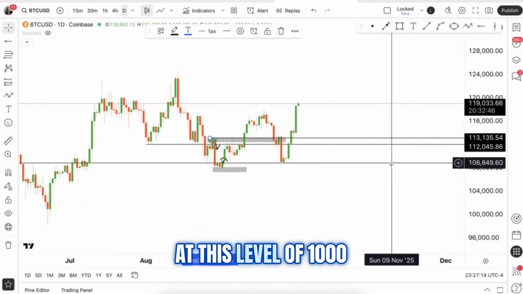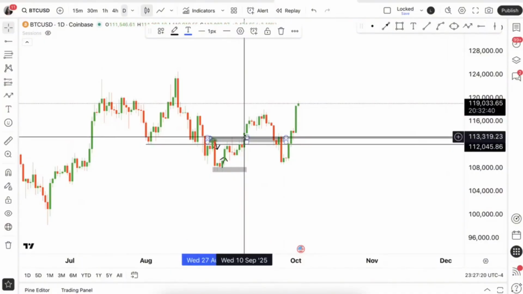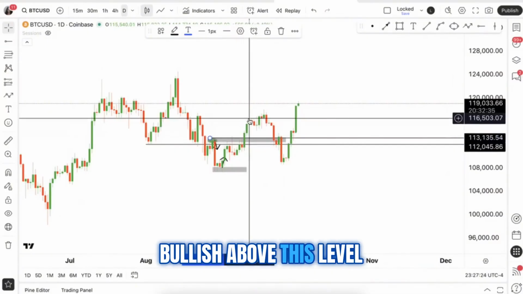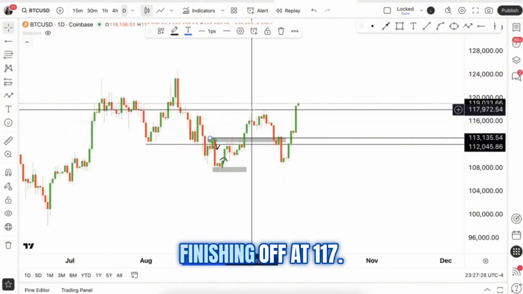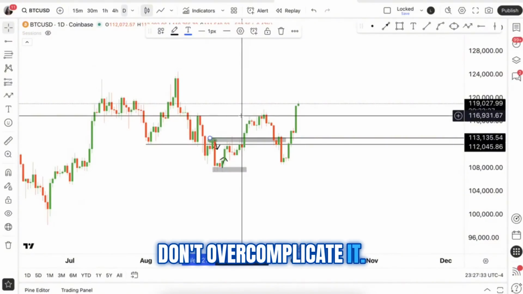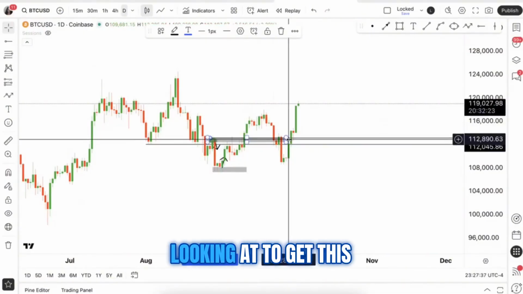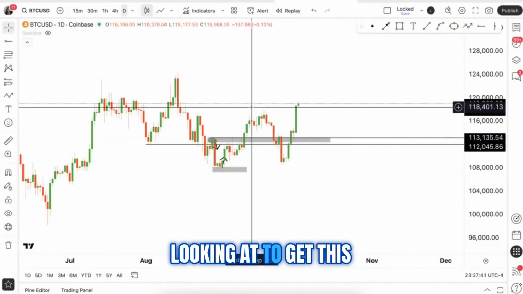At this level of 100,013, price will become bullish, right? Price is going to become bullish above this level and start making its way to 116 and then finishing off at 117, right? Don't overcomplicate it. This is what I was looking at to get this trade. Overall, this is what I was looking at to get this trade.